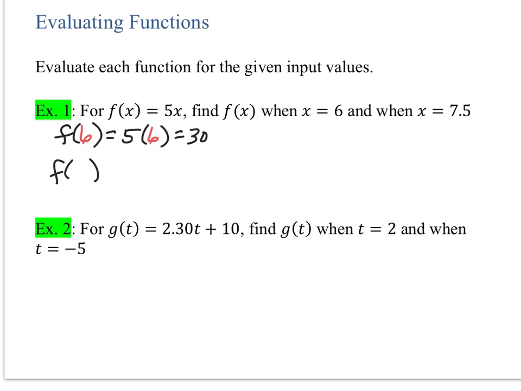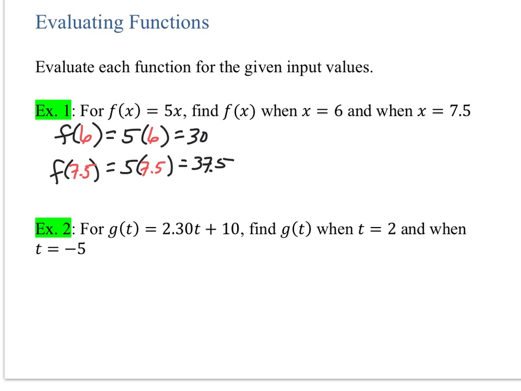So for the second one, instead of plugging in 6, this time we're plugging in 7.5. So we're going to put 7.5 in for x, and I've got 5 parentheses, and we're putting in 7.5. So we're going to multiply 5 times 7.5. So I get 37.5. So when x is 7.5, the output f of x is 37.5.